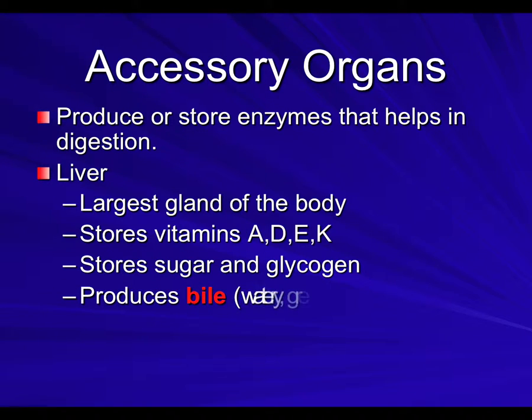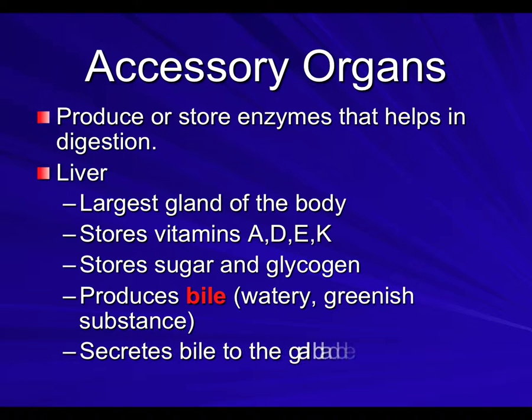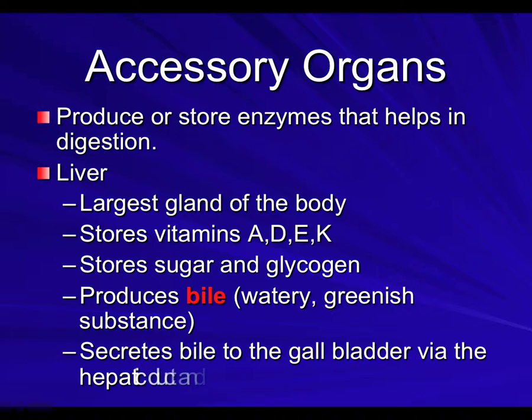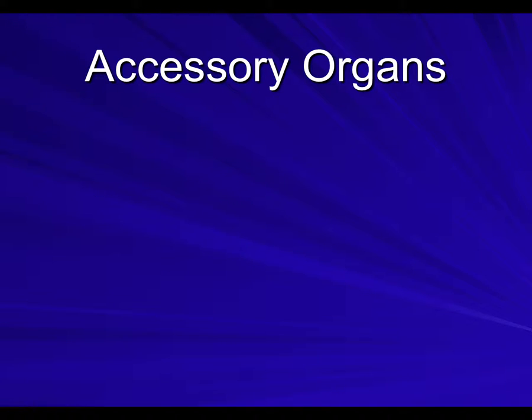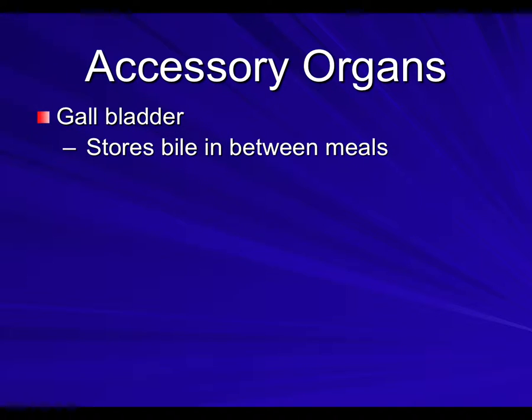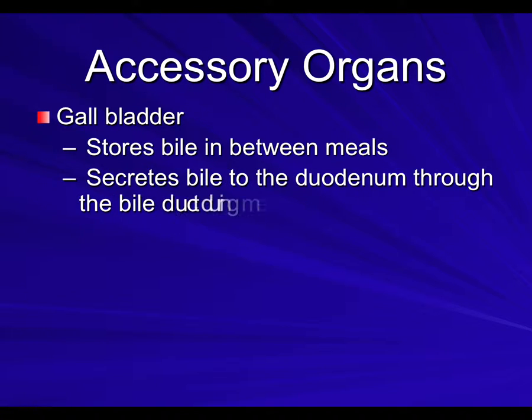And it produces bile, which is stored in the gallbladder. It's a watery greenish substance, which gives feces its color. I talked about that. And the way that that is connected to the gallbladder is via the hepatic duct and the cystic duct. And you can look back on those pictures and you'll see it on there. The gallbladder stores bile in between meals. It also secretes bile to the duodenum through the bile duct during mealtime.